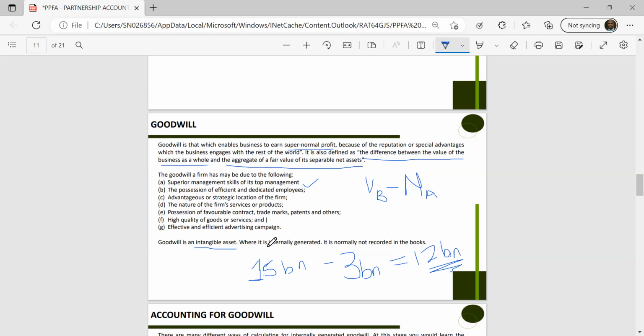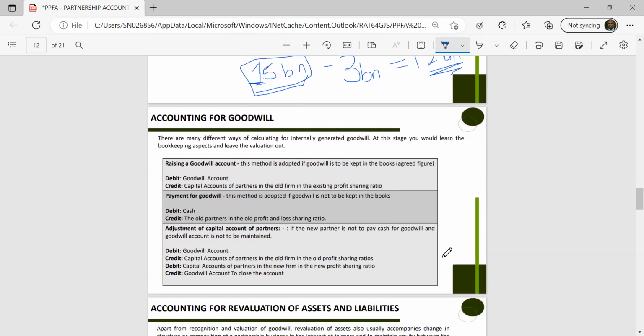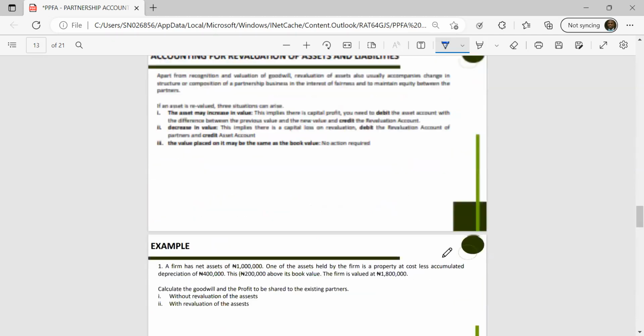It is only goodwill that is externally generated that is recorded in the books, meaning that somebody actually paid you for this value. Somebody paid you. Either they paid you the total 15 billion or they paid you a portion of this 15 billion compared to the portion of your net asset, and the difference, that is only when you capture goodwill in your account.